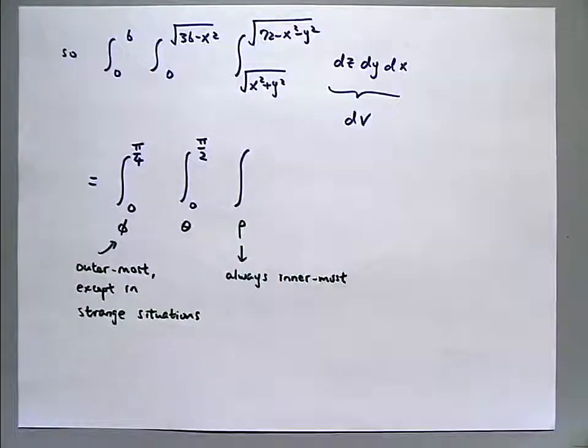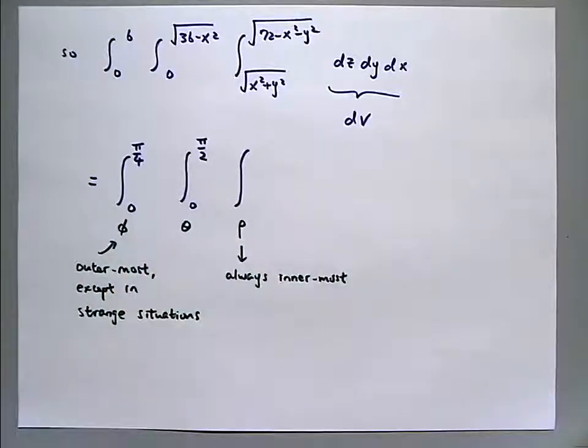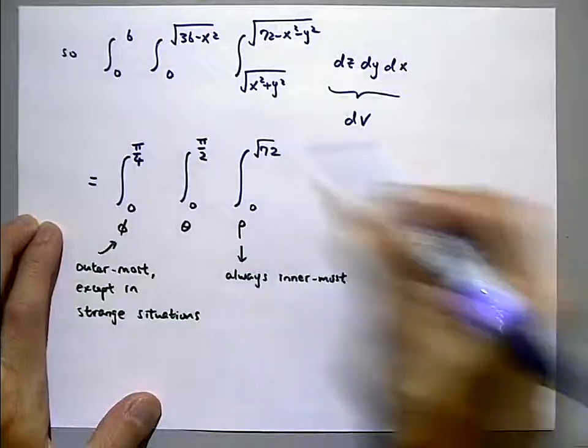The reason is because we can describe rho as a function of theta and phi a lot more easily than describing theta as a function of rho. Describing the radius as a function of theta and phi is a lot easier than the other way around. So we always want to integrate rho first. Rho for us is 0 to the radical 72. So here we go.